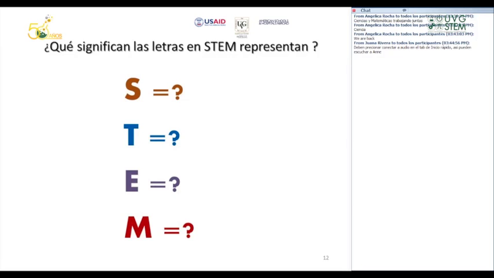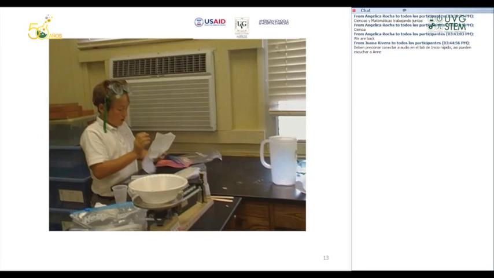The last letter in STEM stands for what? I know we have one math teacher here at least, so I'm sure he knows what it stands for. It stands for mathematics. Now, in the class that we were looking at, the kids were doing a lot of math.